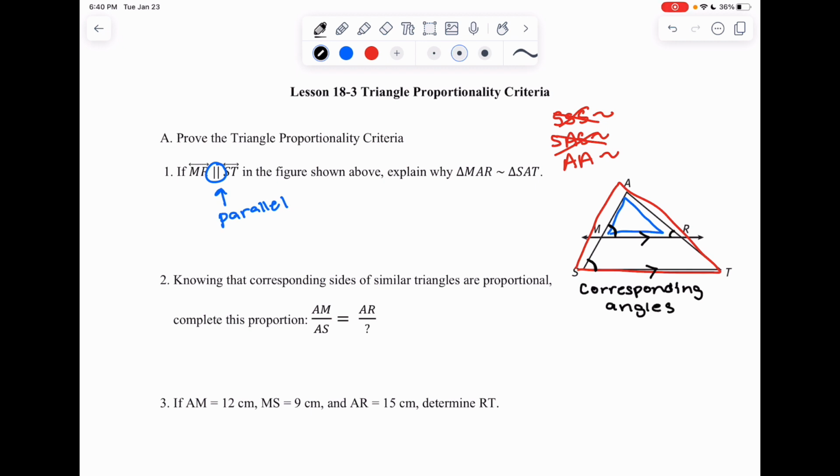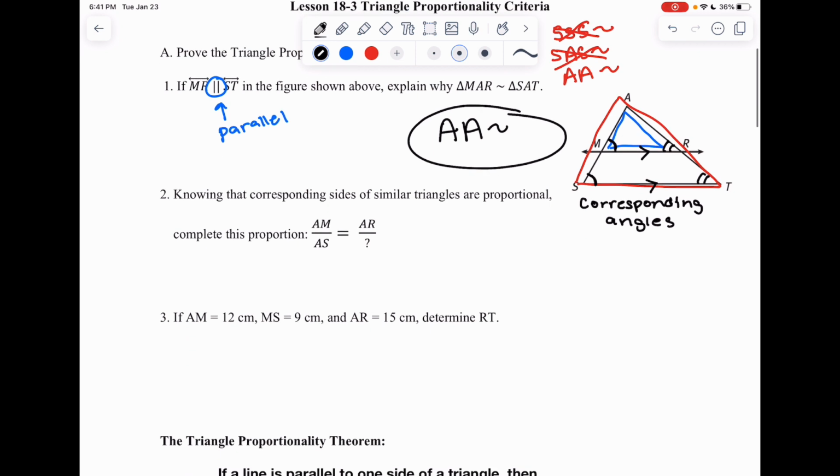Same thing with angle R and angle T. Those are also congruent because they're corresponding angles. And with that, we have our two congruent angles. So these triangles are similar by AA. Now that I know the triangles are similar, I know that their corresponding sides are proportional.